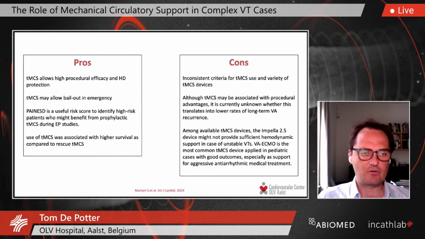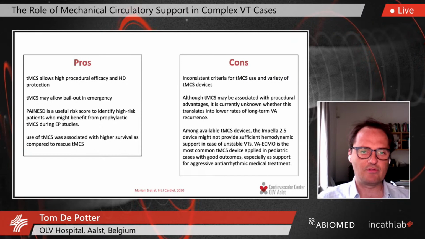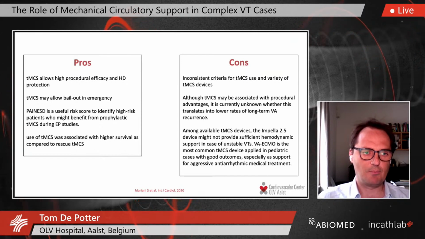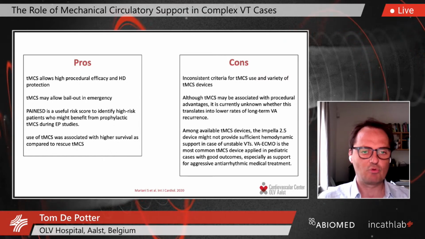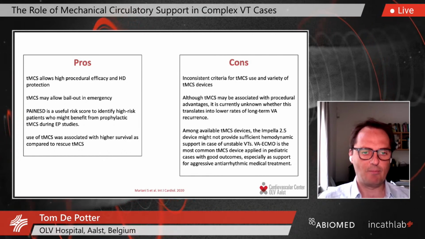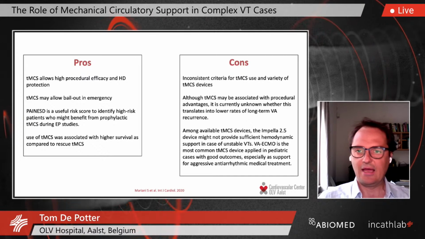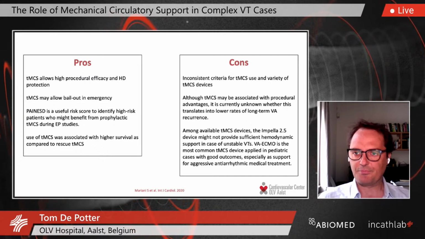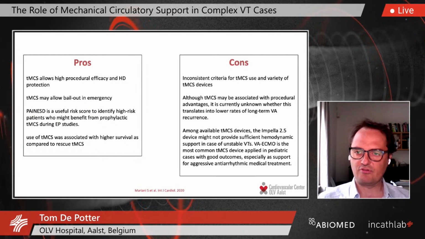So a mechanical support system allows high procedural efficacy and hemodynamic protection, and may allow bailout in emergencies, although maybe at the expense of an increased risk of using the system. A risk score such as the PAINESD score may be a useful score to identify high-risk patients who might benefit from prophylactic implantation. On the downside, although these procedural advantages exist, it is unknown whether this translates to a lower rate of long-term arrhythmia recurrence.